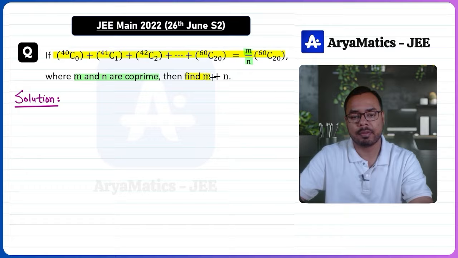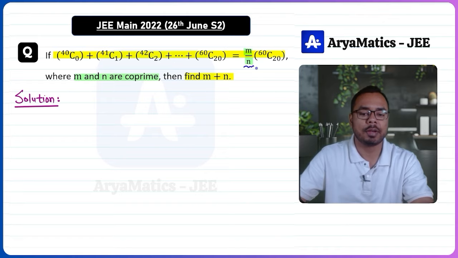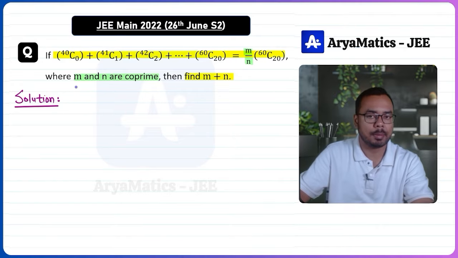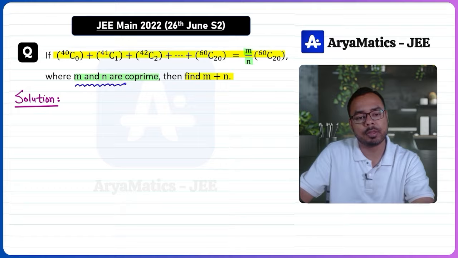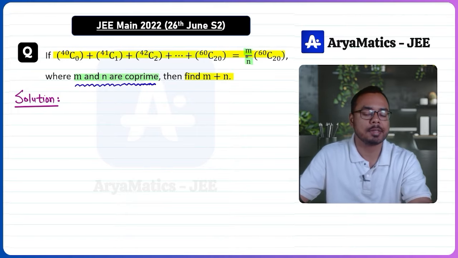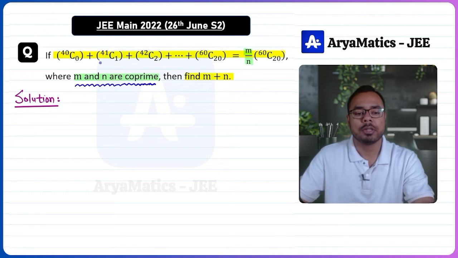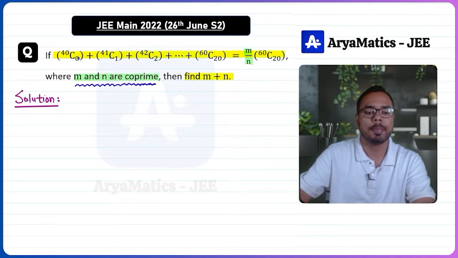Whenever you have one integer divided by another integer and we have to find m plus n, we need to find a unique value of m and n. So this condition is added that m and n are co-prime numbers, so there is no common factor between those two. If there is any common factor, you have to cancel it and write the fraction in its smallest form. So here first we need to simplify the left hand side, and then we'll compare with the right hand side, and we'll see what the values of m and n should be.